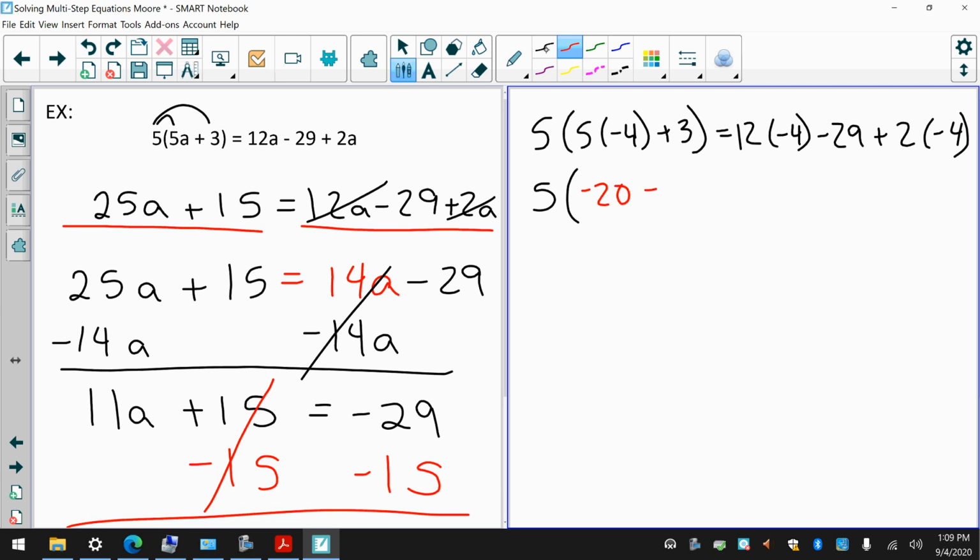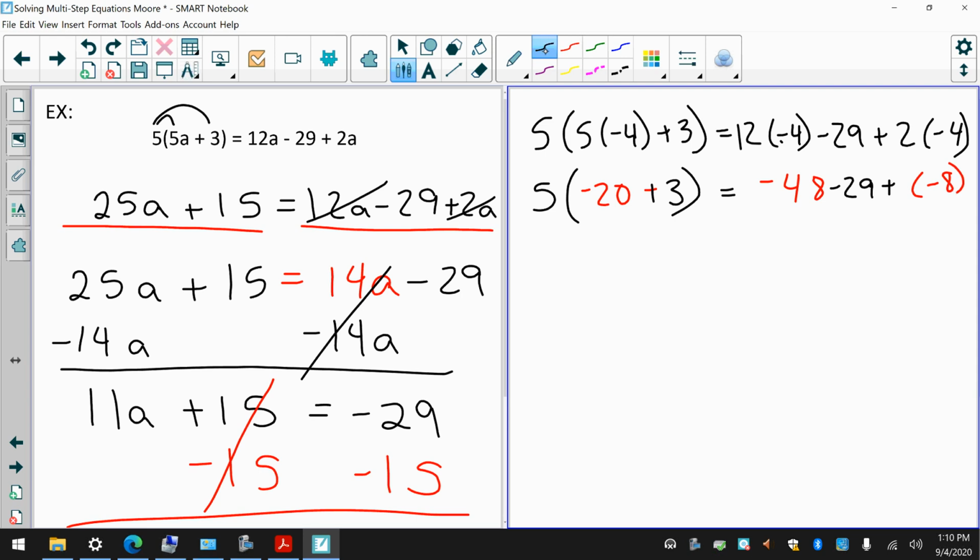Plus 3 equals, and on this side of the equation you can work it as a separate order of operations. Remember, order of operations can be done as an expression, which in this case you could count this right side as its own separate expression. So we would use multiplication first. 12 times negative 4 is negative 48 minus 29 plus 2 times negative 4 is negative 8.